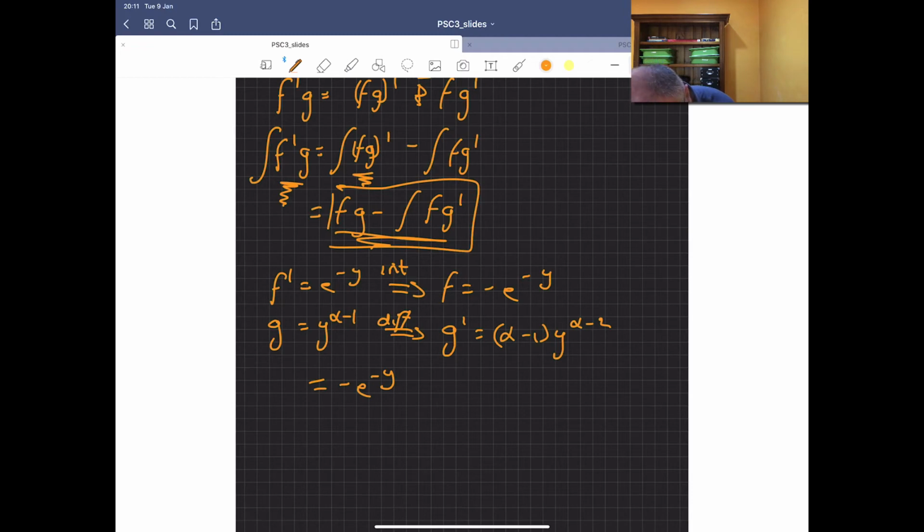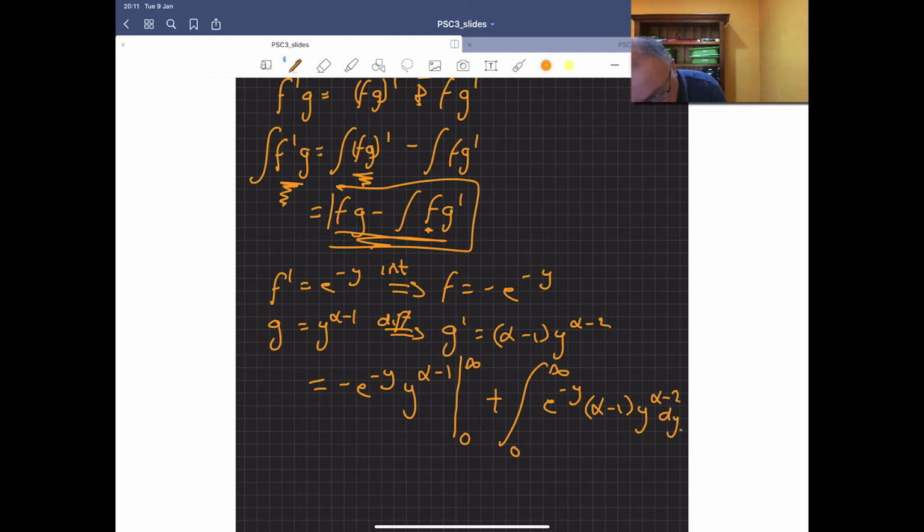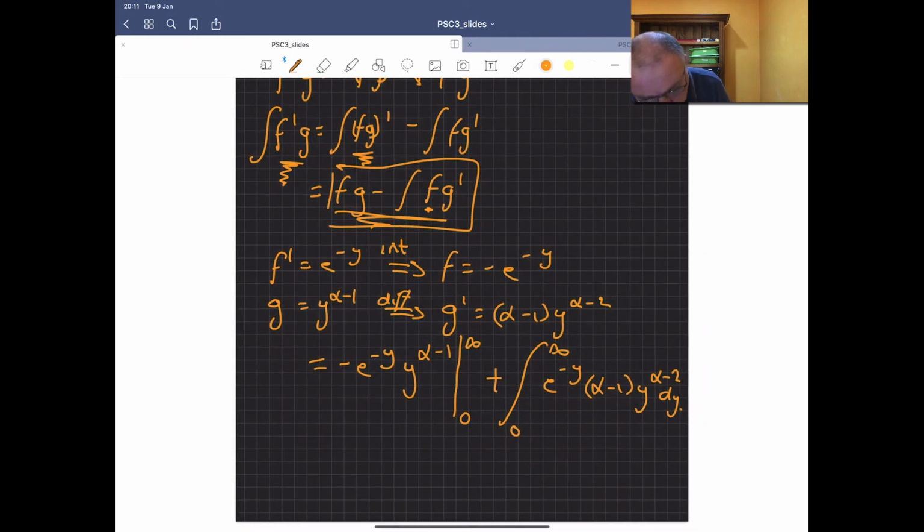I've got my g, which is y to the alpha minus 1, and I want to do that from 0 to infinity. I just substitute in 0 to infinity. Then I've got to do minus the integral from 0 to infinity of f, which is minus e to the minus y (well, I could change that to a plus), and then I need g dash, which is alpha minus 1, y to the alpha minus 2, dy. Okay, so that's just a recap of our integration by parts.